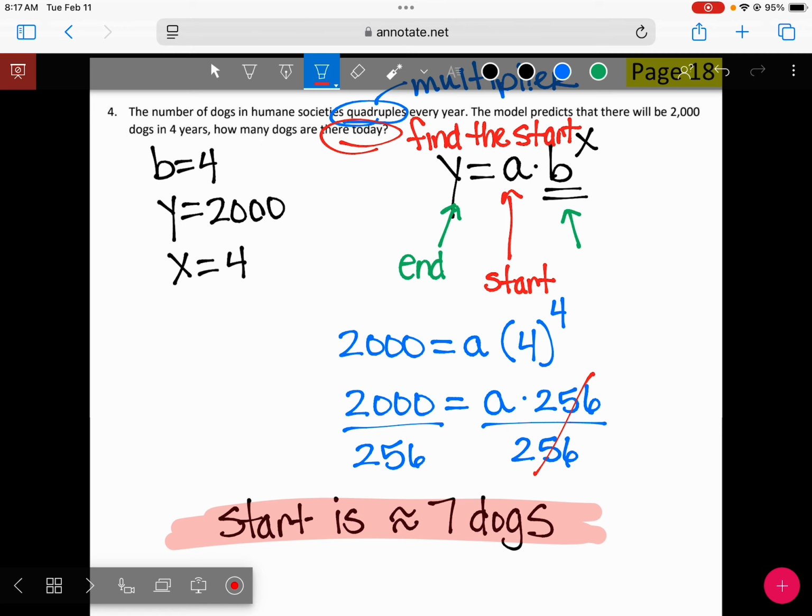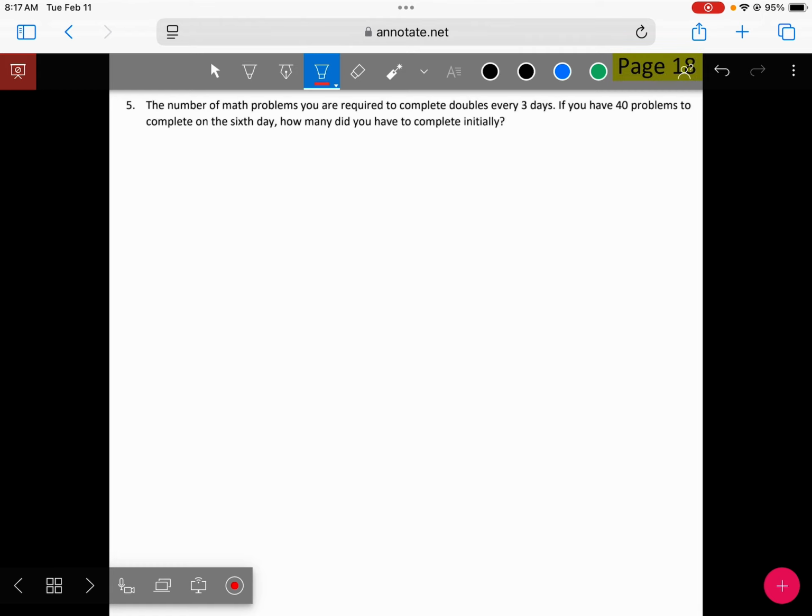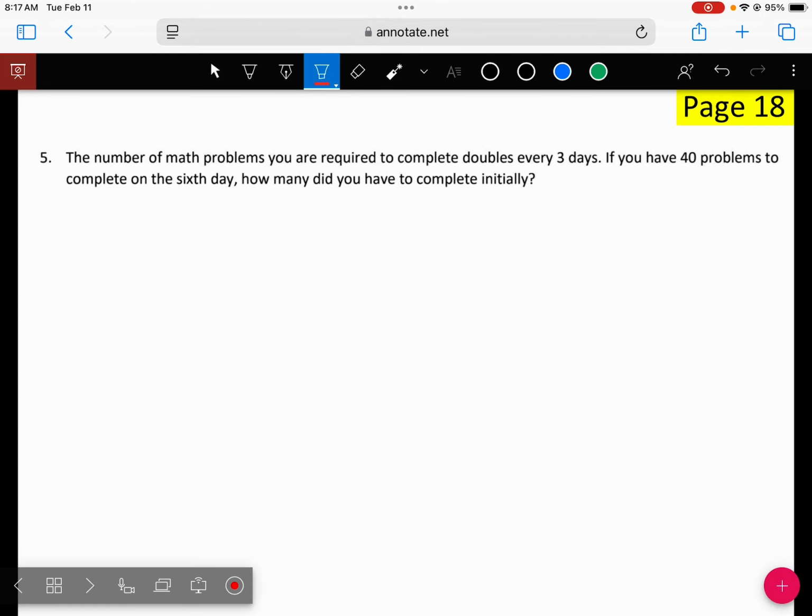All right, let's go to number 5. So it says the number of math problems you are required to do. So this is my multiplier. I'm doubling. If you double, show me with your fingers, what do you multiply by when you double something? What do you multiply by? 2. So B is 2.